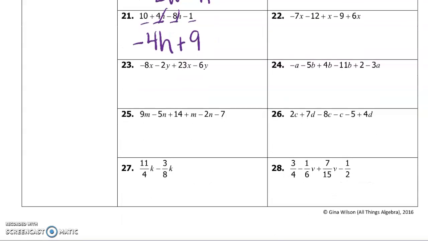23, when you have more than one variable, try to put them in alphabetical order. So we have negative 8x plus 23x. Negative 8 plus 23 gives us positive 15x. This is negative 2 minus 6. Negative 2 minus 6 gives us negative 8. So you're going to write down minus 8y. Since we said negative, you're going to put a minus sign. Do not put plus negative. That will not be correct. You just need a minus sign.